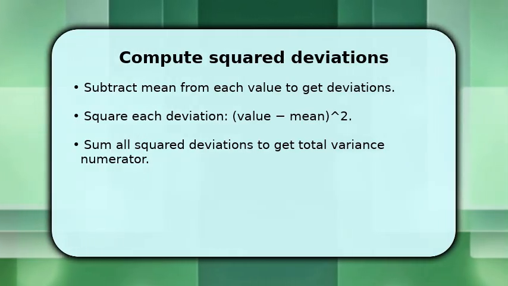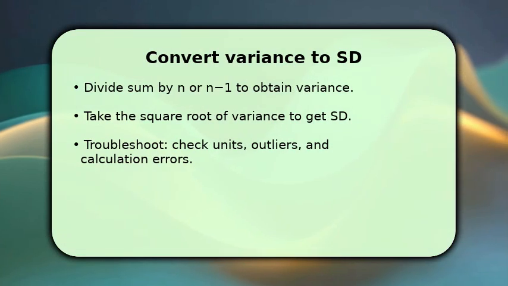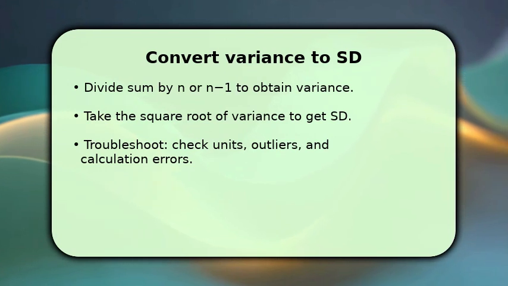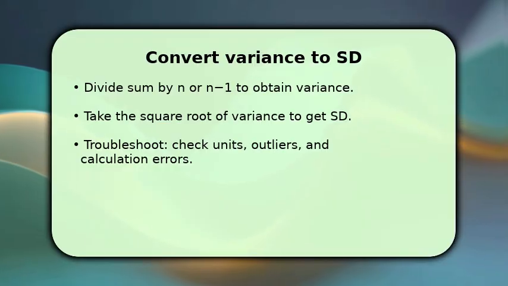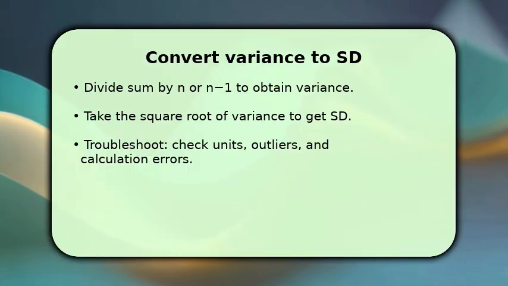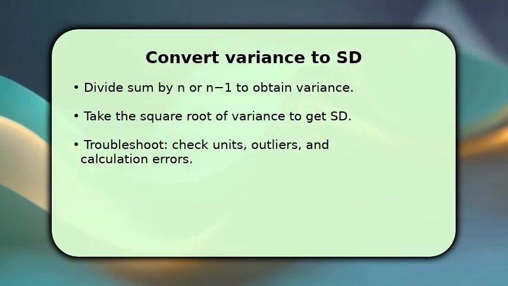You finish by dividing the summed squared deviations by the correct denominator, N for population or n-1 for a sample. This yields the variance. Then take the square root of the variance to return to original units. That result is the standard deviation.